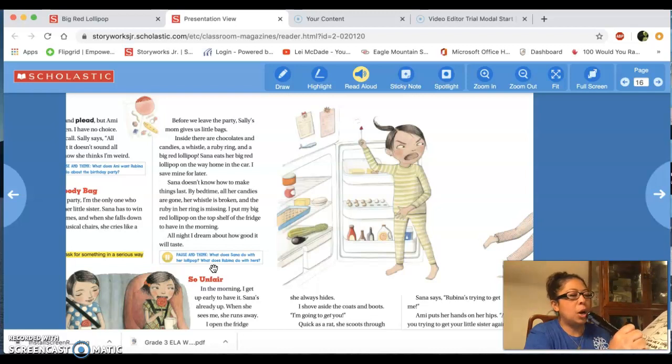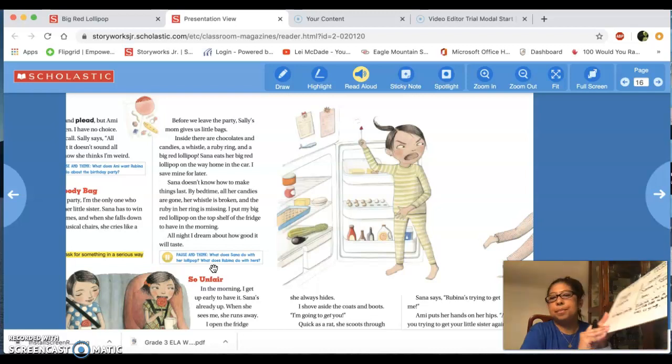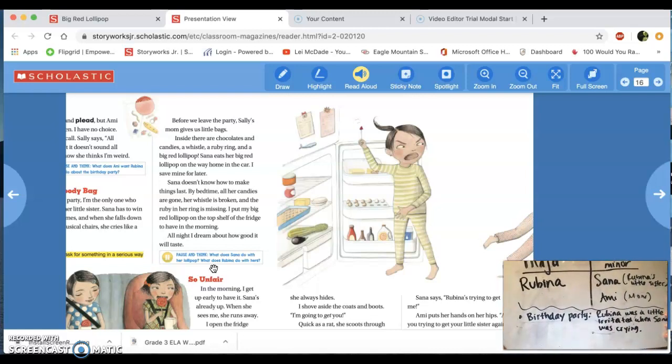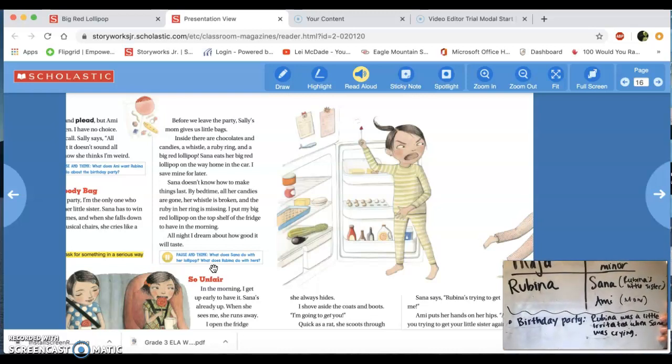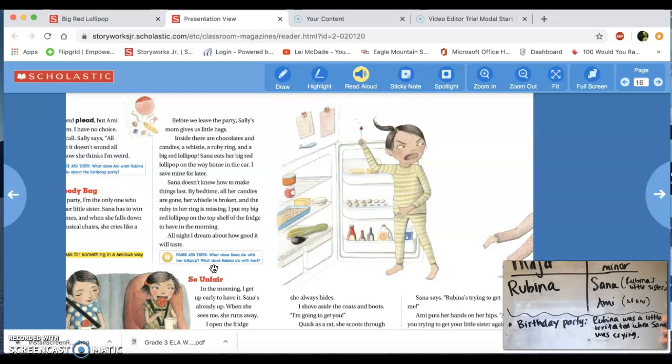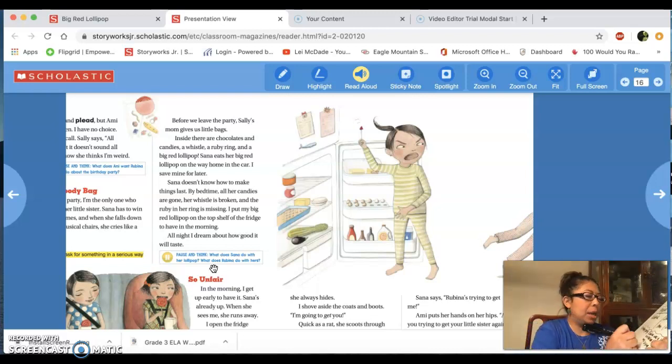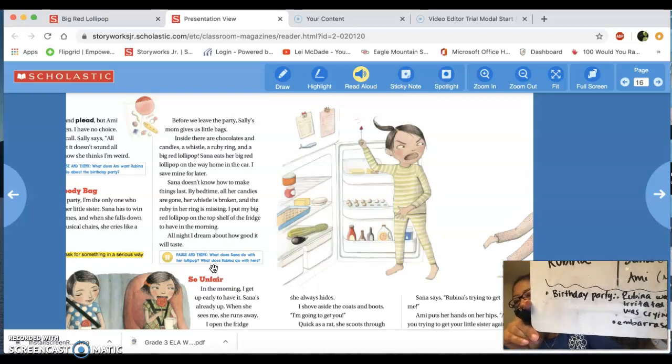And there was a part where they talked about Sana was crying. So I put that Rubina was a little irritated when Sana was crying. She was kind of being disruptive during the party, although she was just being a little sister. And I felt like Rubina was also a little embarrassed because she was the only one that had her little sister with her at the party. Okay, so she was a little embarrassed.